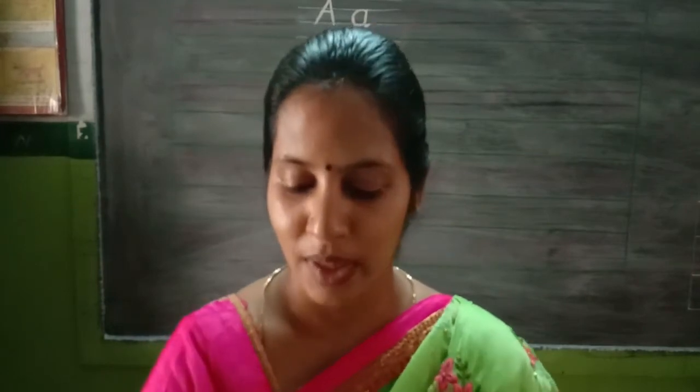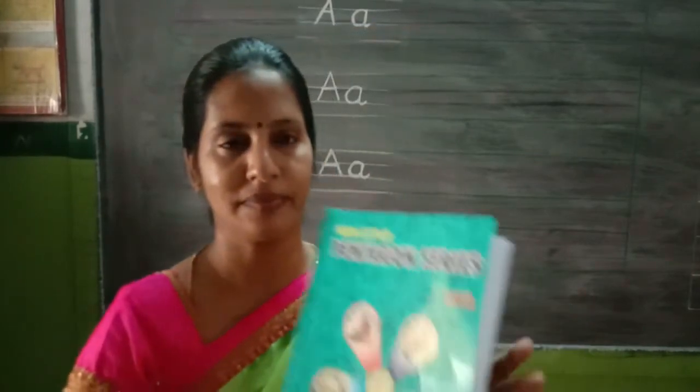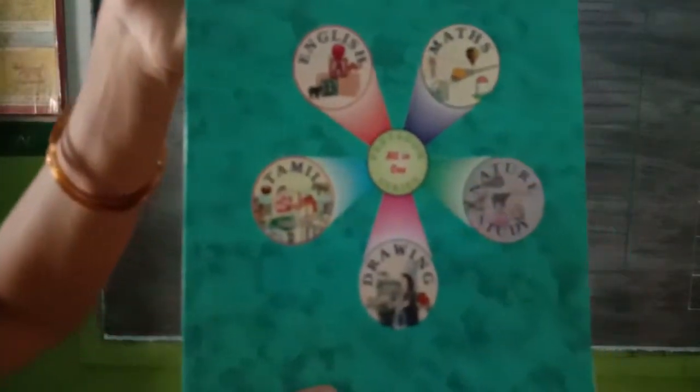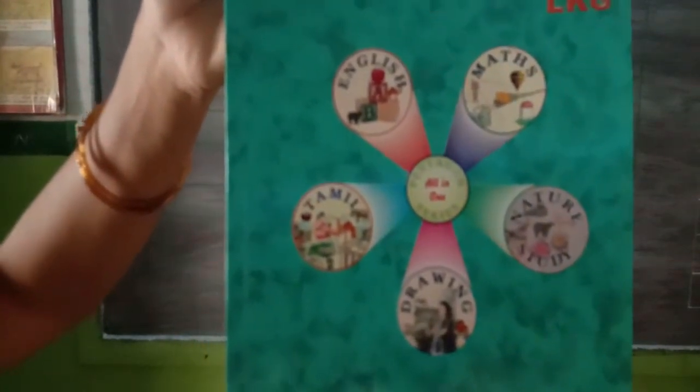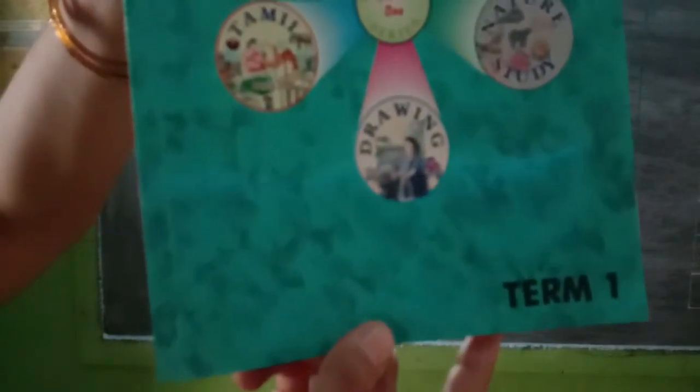Now children, see this. This is your Pentagon series term book, term 1. All of you take this book and take page number 4. Page number 4. Okay.